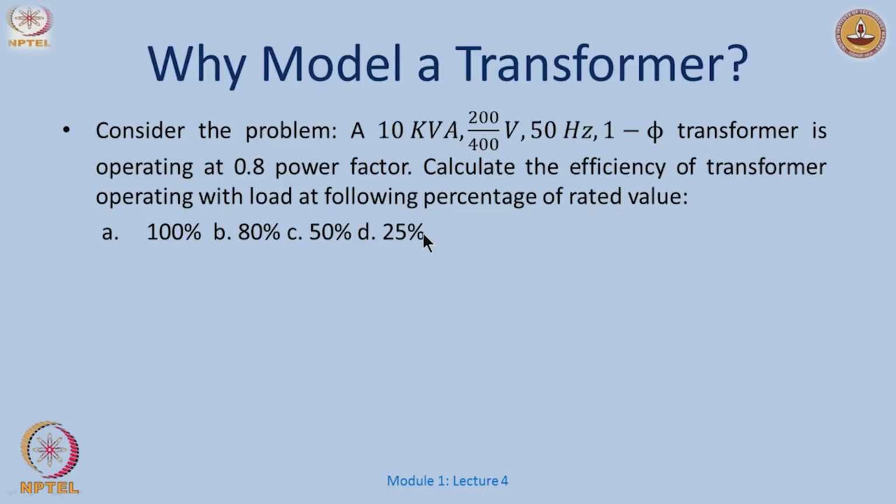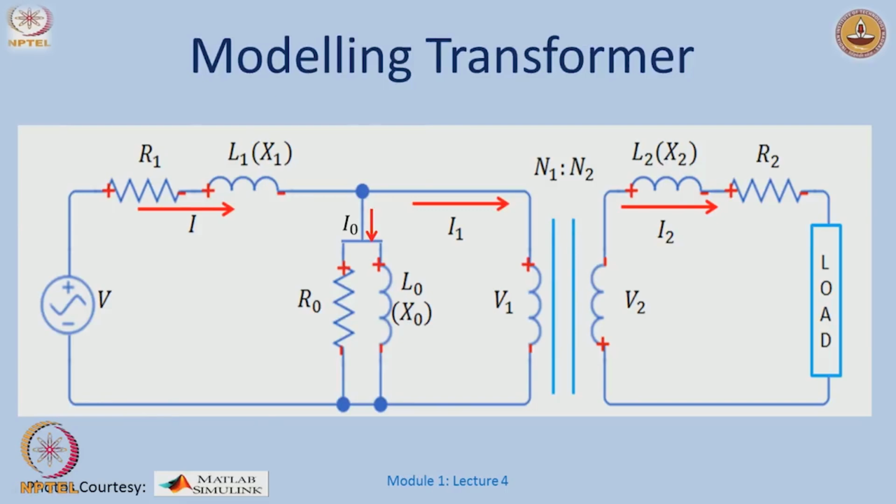Do I take this transformer and say, well, let me get a voltage supply, let me get a load which is 100%, and then do my experiment each time for 100%, 80%, 50% and 25% and get the answers? Or is there any other easier way? The risk when I do these experiments is that I may not be very careful, or I could burn down the transformer and so on. And therefore, we translate this problem to something like this, which is the equivalent circuit model of a transformer.